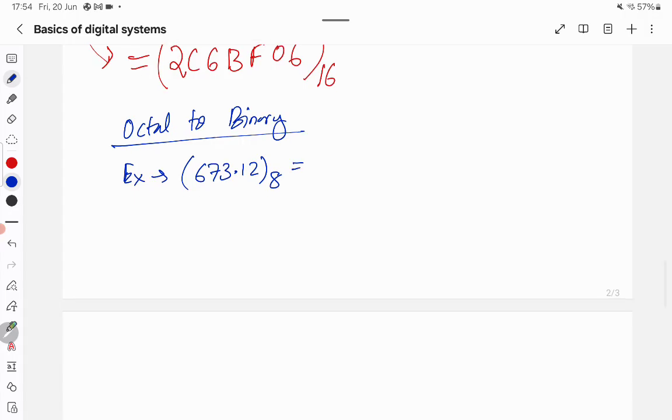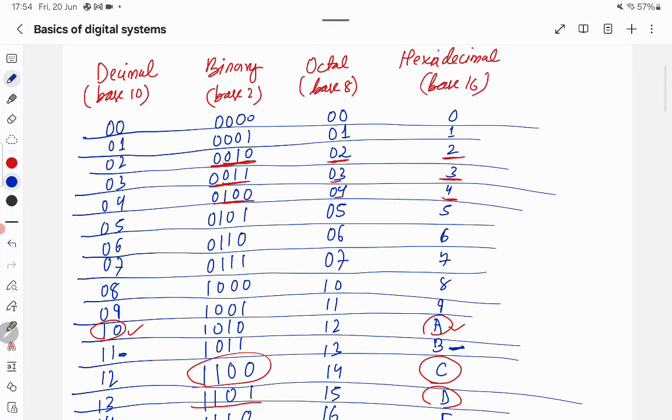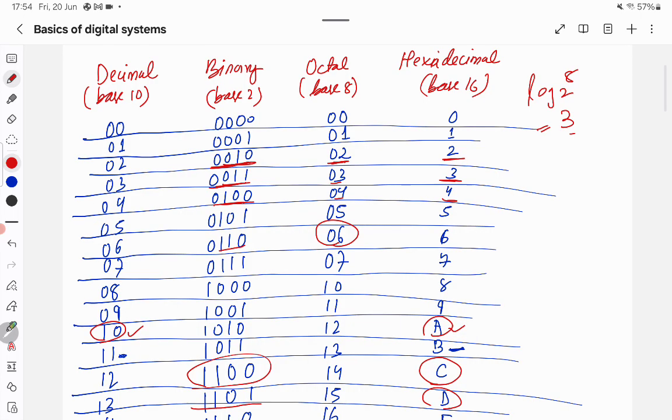You know how to write 6, so you will go to the table. So how to write 6 in octal, in binary? We are doing from octal to binary, so we will do log 8 base 2, that is equal to 3. That means we require 3 digits, so no need of writing another digit. If you see here, it is 110.